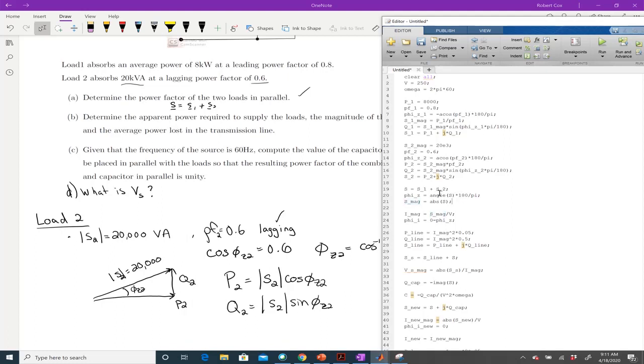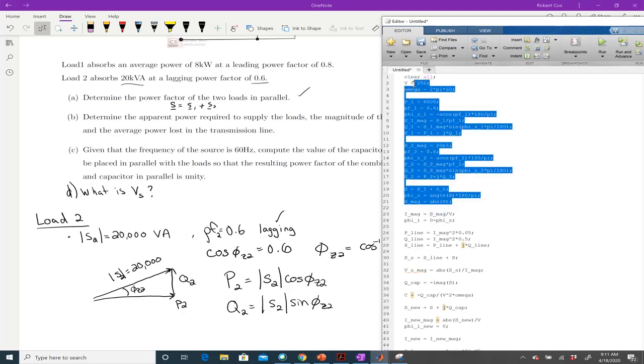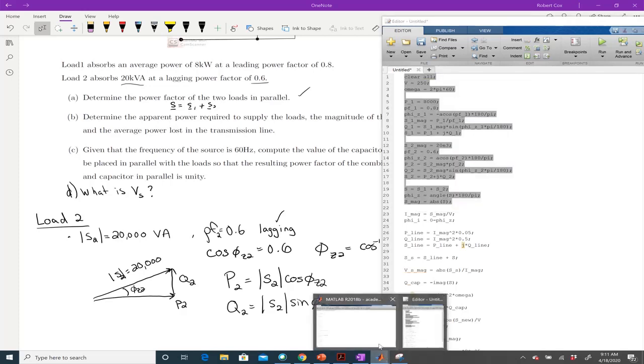I'm just using MATLAB's angle function and the absolute value function. Certainly I could take the real part and imaginary part and use the Pythagorean theorem to get the magnitude, and I could use the arctangent to get the angle, but I'm just going to use the built-in functions because it's a little bit easier. So I'm going to evaluate this in MATLAB.